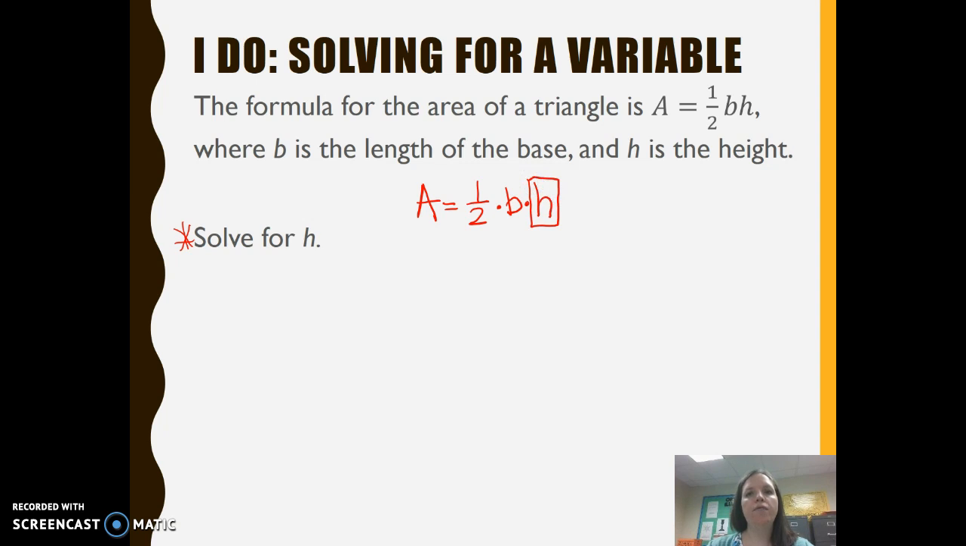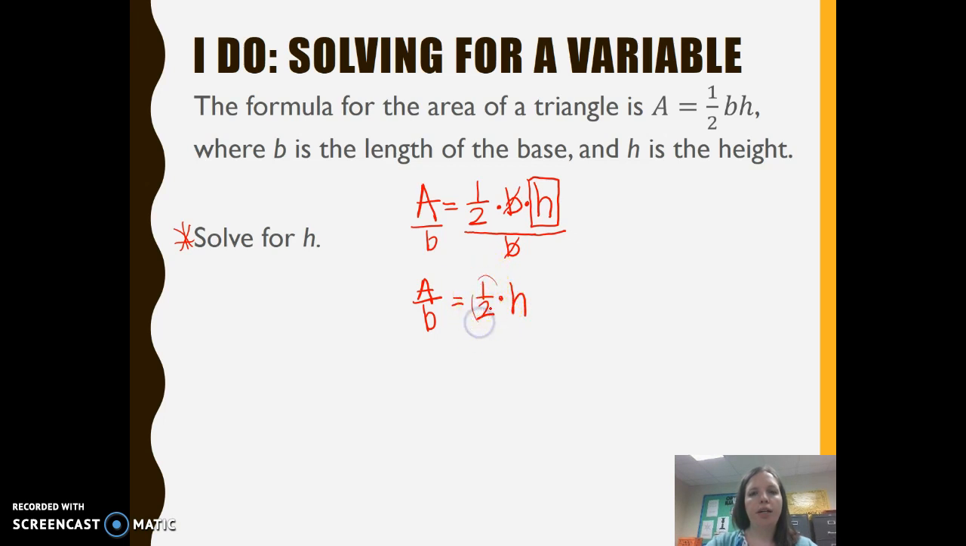So step 1, find out what variable you're solving for. Step 2, identify the operation. I have a lot of multiplication going on. I'm multiplying h by b, and I'm multiplying h by 1/2. So how am I going to solve for h? I'm going to use the opposite operation, step 3, division. So I'm going to divide by b on both sides, that will cancel out b. I'm left with a over b equals 1/2 times h.